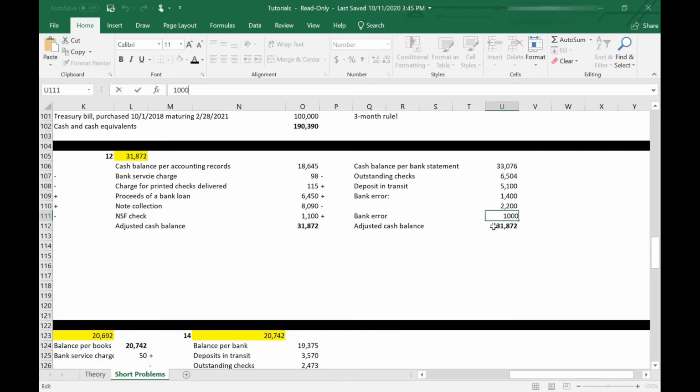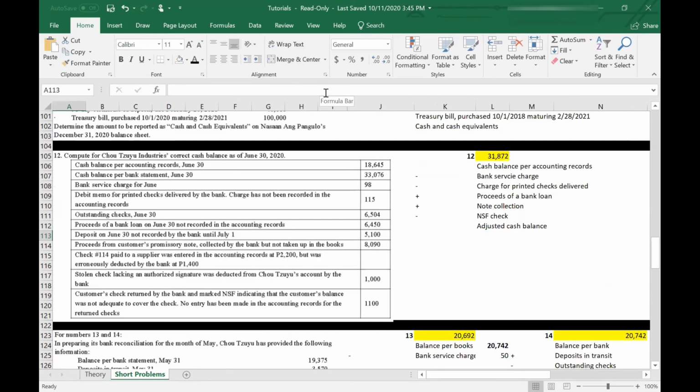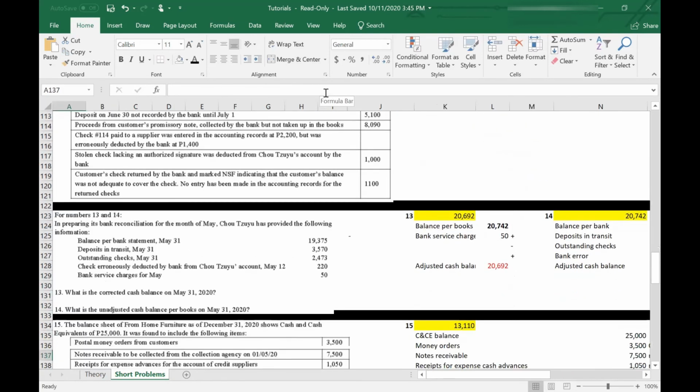Dun sa amount. So for us to get 31,872, it's 33,076 minus 6,504 plus 51 plus 14 minus 22 plus 1,100. So for this item, we get 31,872. Now, for numbers 13 and 14. Number 13, what is the corrected cash balance on May 31, 2020? Number 14, what is the unadjusted cash balance per book on May 31, 2020?